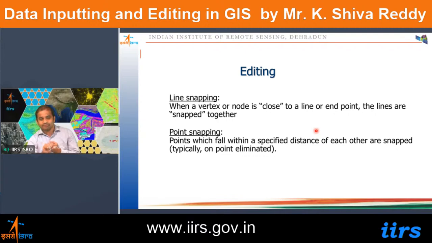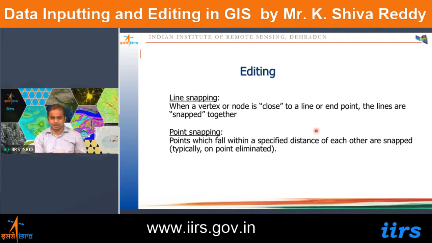And for that, we are going to discuss a very important concept. Those who are using GIS software for the first time may be able to appreciate it. There is an option in all GIS software, whether you are using QGIS or ArcGIS or any GIS software. There are two options for editing. One is called line snapping, another is called point snapping. What we mean by snapping is it will connect to the closest point.